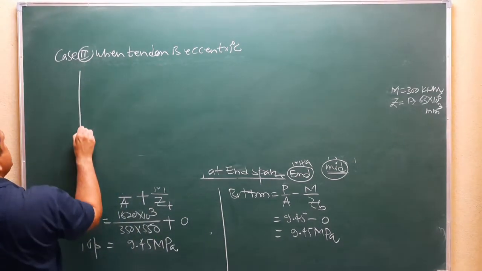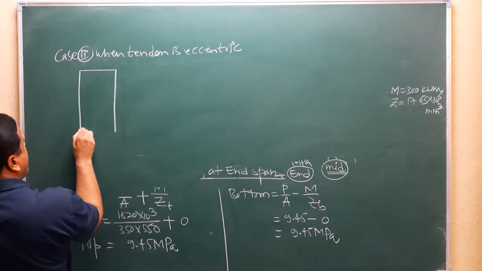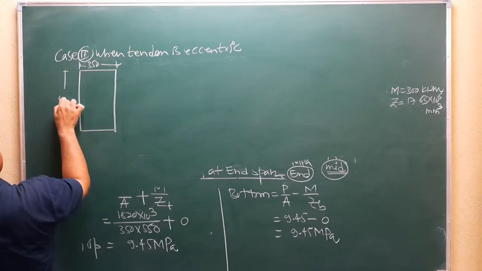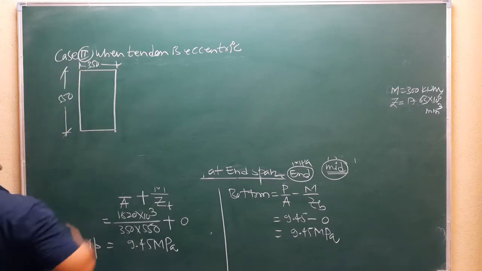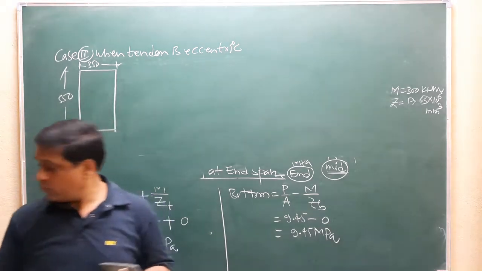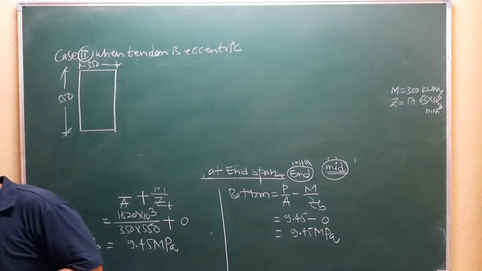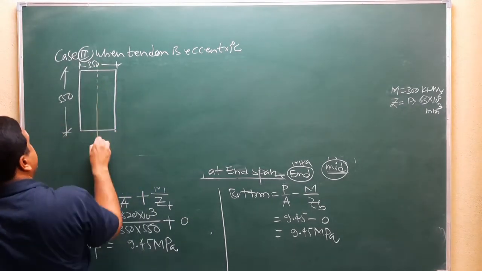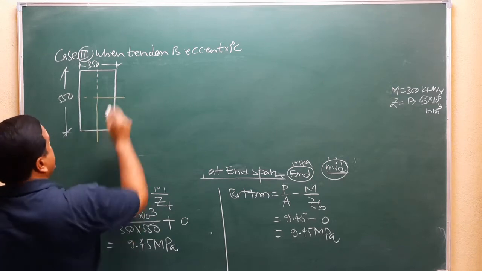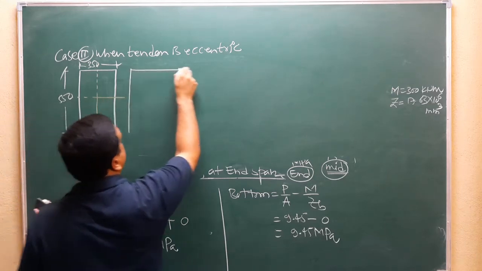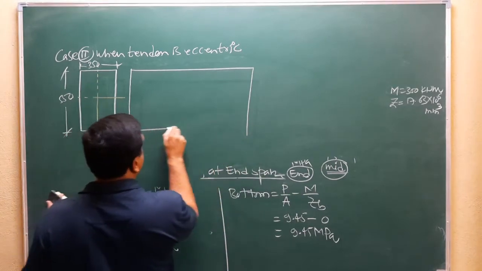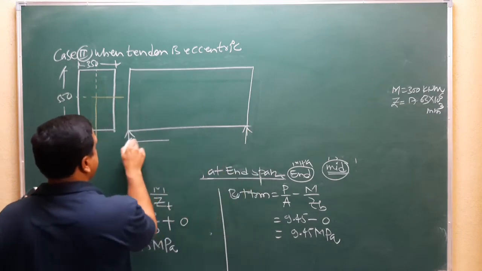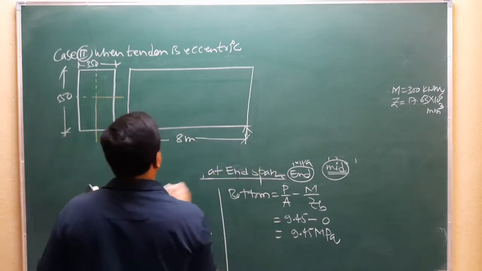So again you have to sketch the diagram. The width of the section is 350 and the depth of the section is 550. You can also use the previous diagram if you require. This is the x-axis, y-axis, and the longitudinal section. Now I want to reduce the scale of this figure. The span is 8 meter.